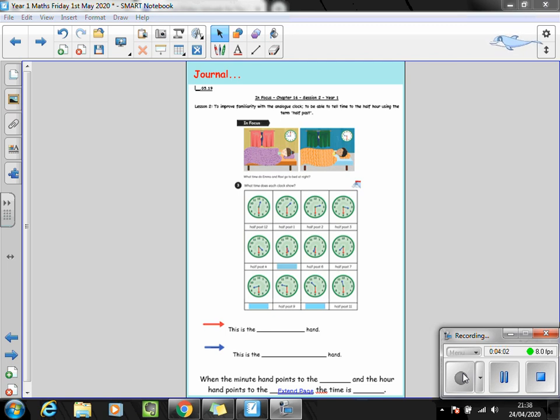Have a look at the 2 pictures of Emma and Ravi asleep. Have a look at the time that each of those clocks show in the picture. Familiarise yourself with the time and how it's written. Can you talk to your adult or fill in the blank boxes to show what time is shown on those 3 clocks? Remind me again by filling in the blanks. The red hand is what hand? The blue hand is what hand? What do we call them? And lastly, can you complete the sentence? When the minute hand points to the and the hour hand points to the, the time is.